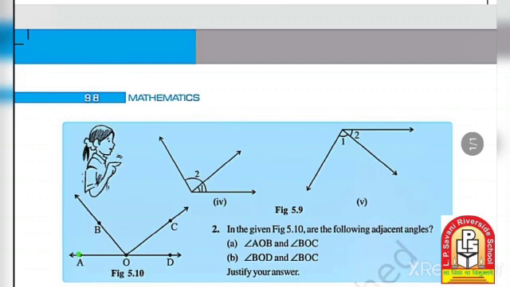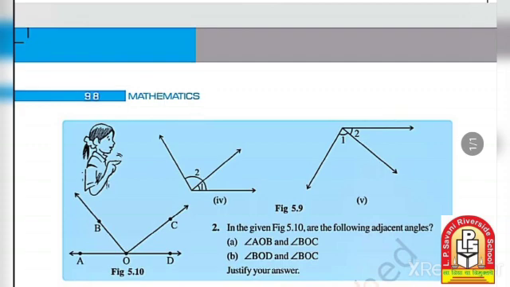In the next, AOB and BOC are adjacent angles because they have one common vertex and one common side. So these two angles are adjacent angles. Then next, these two angles, BOC and DOC, are also adjacent angles. Then next, these three angles are not adjacent because the first and last have no common sides.